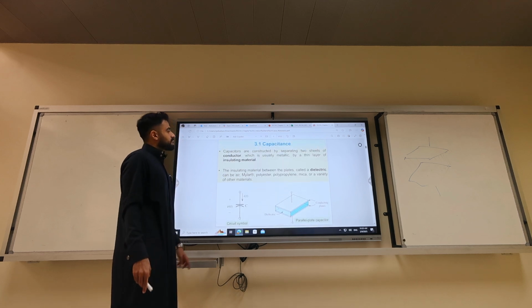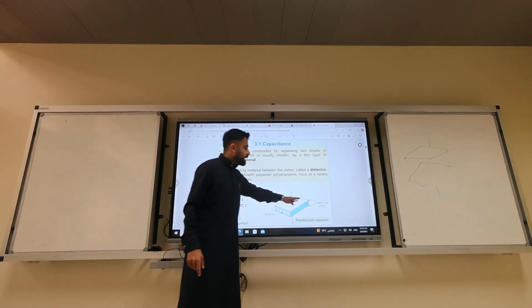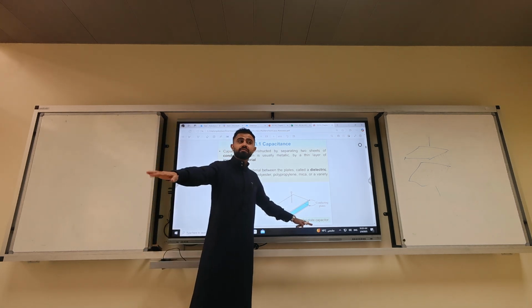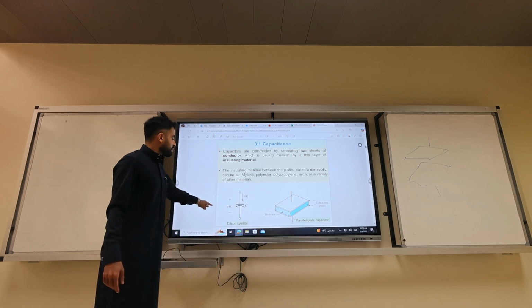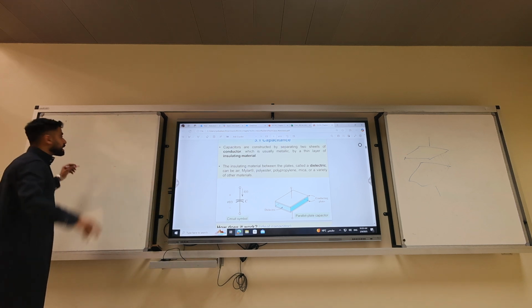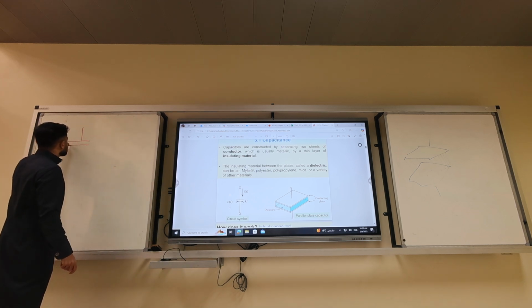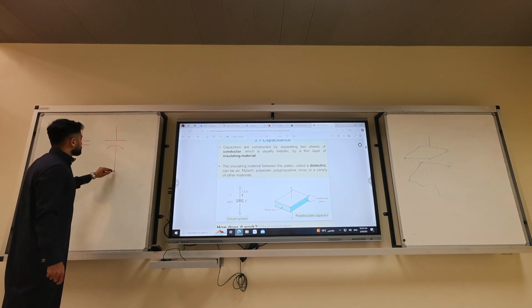Capacitors are constructed by separating two sheets of conductor. So you have conductor plates. You already studied that in Physics 102. And then we have a dielectric material. There are two circuit symbols we're going to use: either two straight plates, or one straight and one curly.